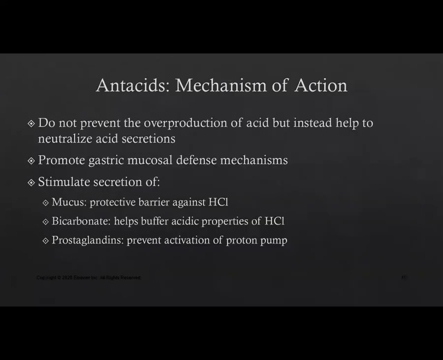For the mechanism of action, they do not prevent the overproduction of acid, but instead help to neutralize acid secretions. So basically, the way antacids work is they're going to neutralize things. If you've got too much acid, we're going to give you something to balance it. We're going to give you some sort of base. And in a nutshell, that's how they work. They can promote gastric mucosal defense mechanisms and stimulate the secretion of mucus, bicarbonate, and prostaglandins. Mucus is the protective barrier against HCl. Bicarbonate helps buffer the acidic properties of your stomach acid, and prostaglandins prevent the activation of the proton pump.